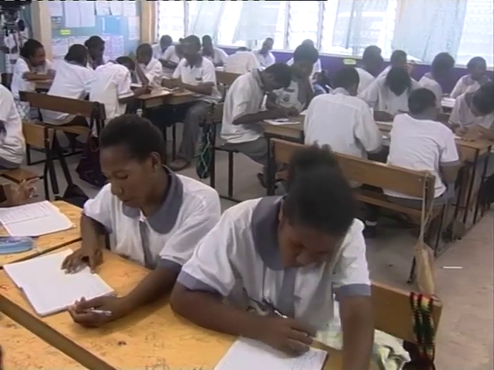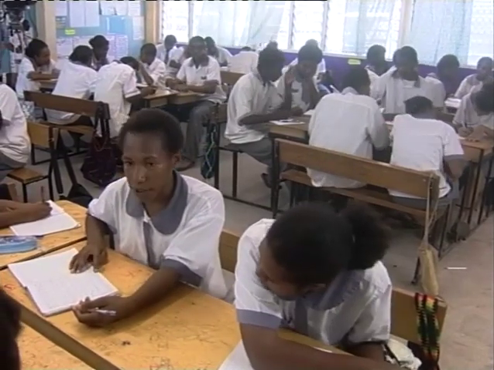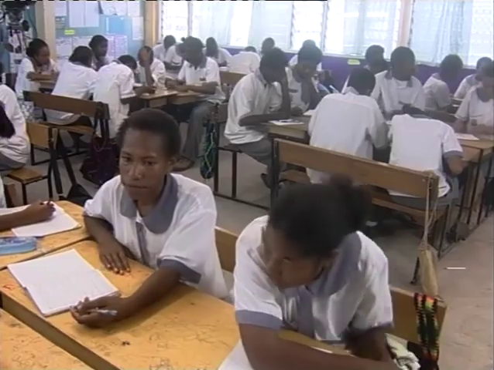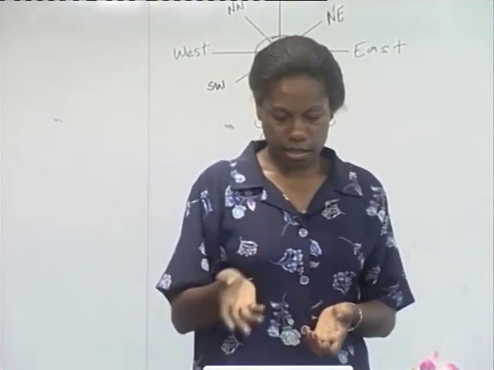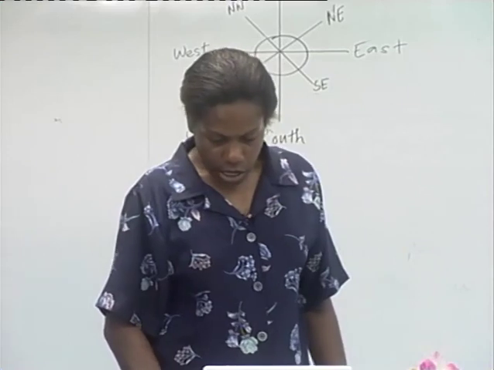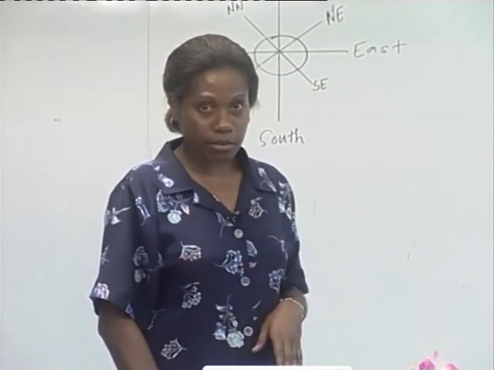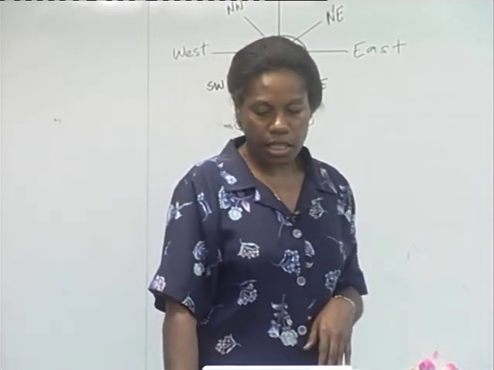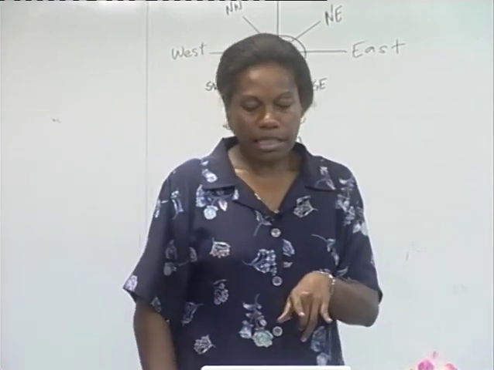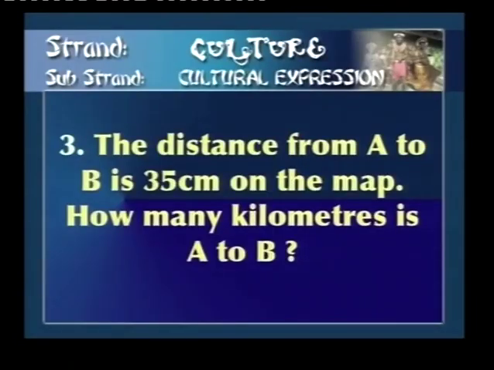So it can be 1:50, 1:70, 1:25. You already know that 1 centimeter equals that number of kilometers. Okay, good. Receiving students, I hope you got that correct. Number 3. It reads, the distance from A to B on the map is 35 centimeters. How many kilometers is A to B? So you know what to do using your scale.